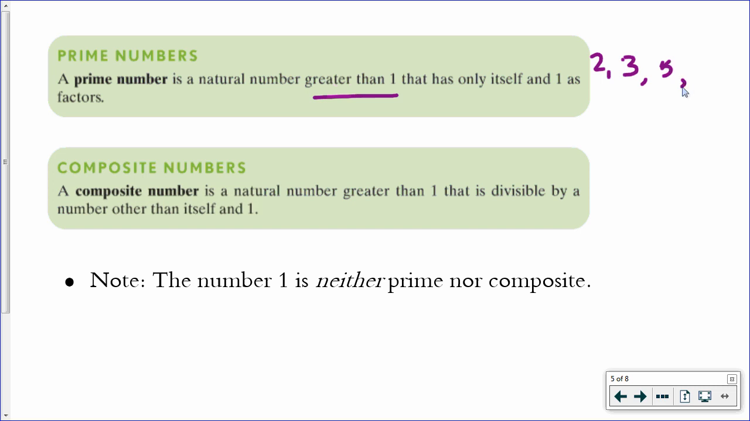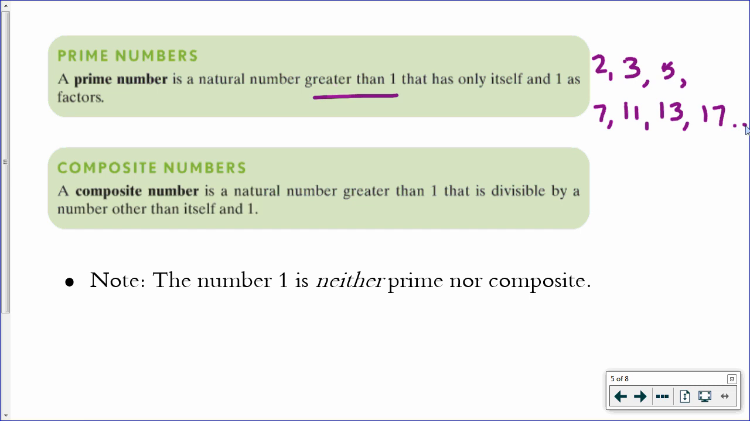Thinking a prime number 7. 9 is not a prime number because you can divide it by 3. Notice I'm not putting any other even numbers on this list because all even numbers can be divided by 2. 11 would be on this list, 13. 15 doesn't go on the list because it's divisible by 3 and 5. 17, and so on. So these are the prime numbers. Numbers that can only be divided by 1 and themselves.